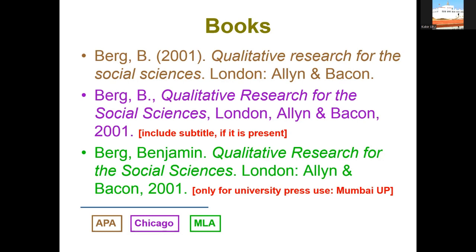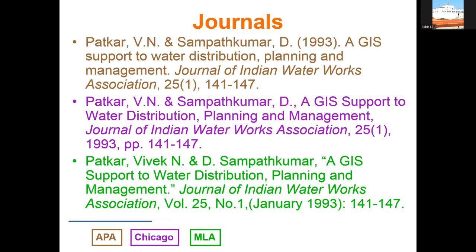So this is the way of writing books in the APA, Chicago, or MLA system. Only one style, whether it is the APA system, Chicago manual, or MLA system, must be adopted for the bibliography. Now coming to the journals, how the journals are being given. See here also there are three colors. First is the APA, second is the Chicago, and third is the MLA system.